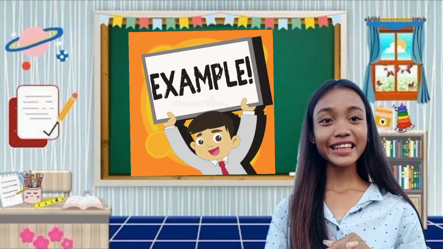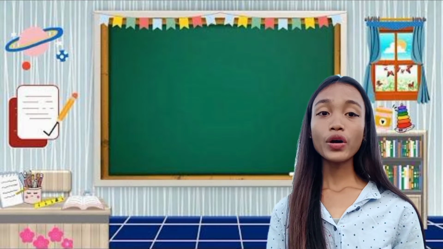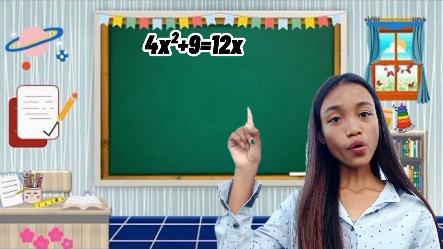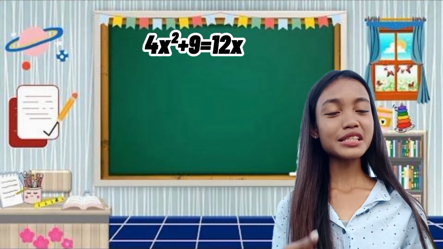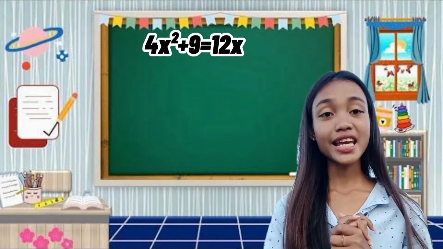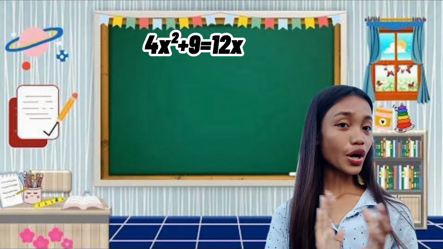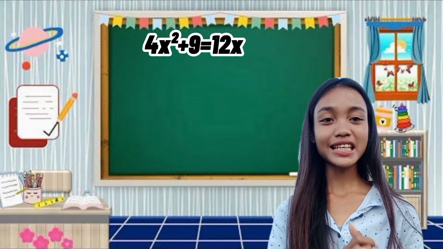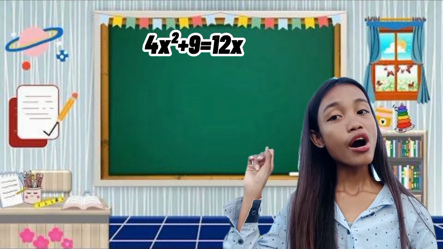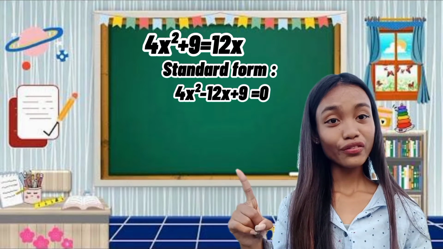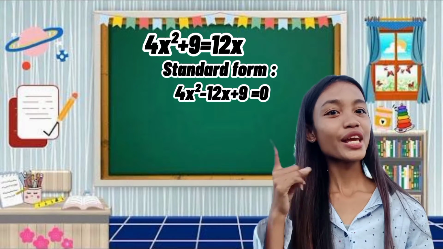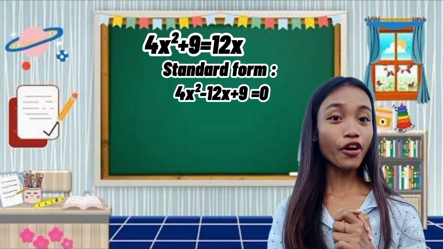Let's take another example, which is 4x squared plus 9 is equal to 12x. So it is not yet in its standard form. So we are going to make this in standard form. We have now 4x squared minus 12x plus 9 is equal to 0. So that's our standard form.